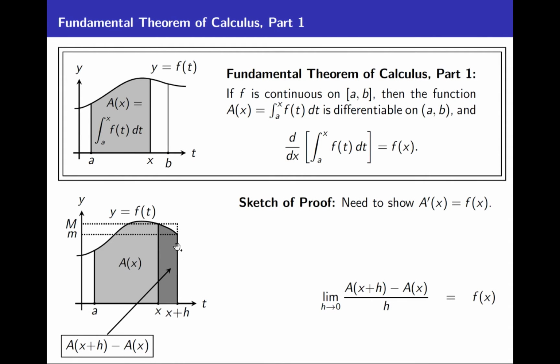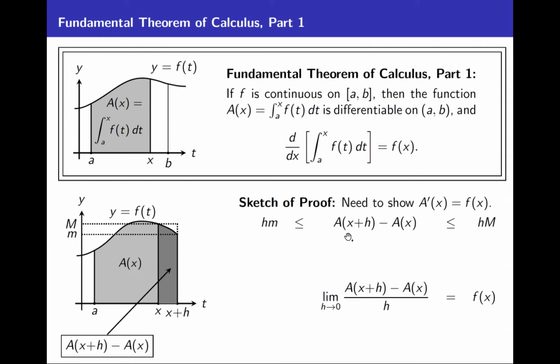And look at the rectangles that are formed. We have a short rectangle here whose base is h and whose height is m. And then we have a taller rectangle whose base is h and whose height is big M. And this dark shaded area, which is A of x plus h minus A of x, is inside the tall rectangle, but the smaller rectangle is contained entirely in it.